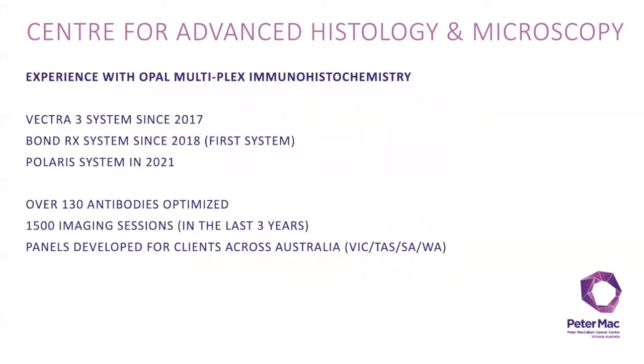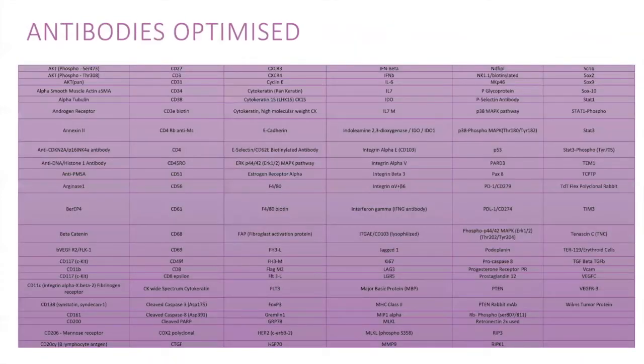So why are we running a workshop on OPAL? We have a lot of experience working with OPAL multiplex immunohistochemistry. We've had the Vectra 3 system since 2017, and we also had the world's first BondRx system in 2018. And later on this year, we're expecting a POLARIS system to enable us to do 9-channel multiplex. Up to this point, we've had over 130 antibodies optimized for panels, over 1,500 imaging sessions in the last year, and we've developed panels not just for clients within Peter Mac, but also within institutions across Victoria and the rest of Australia. This is just a quick table showing you some of the 130 antibodies which have been optimized thus far.